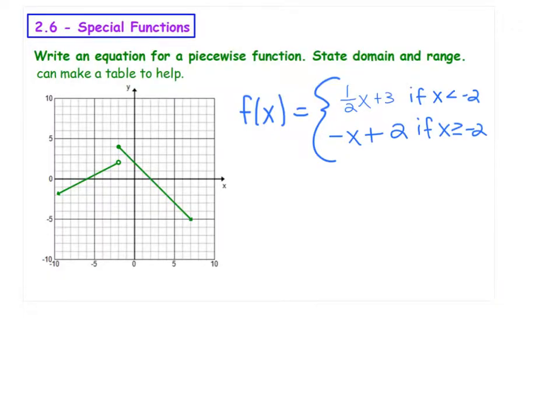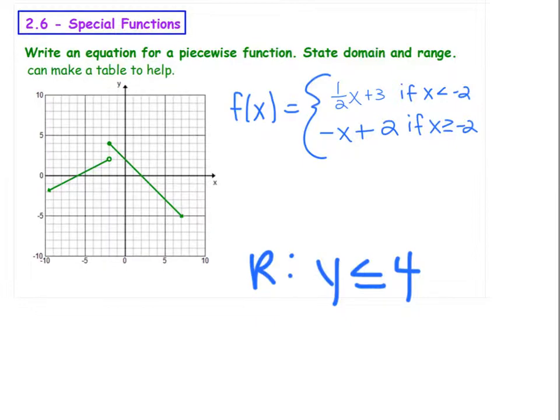Domain and range for this one, again, we have a highest point here, and both of these are going on forever down. So for your range, y is less than or equal to 4. And for your domain, all of the values are included again, because less than -2 and greater than or equal to -2 covers all of the x values. So domain is all reals.